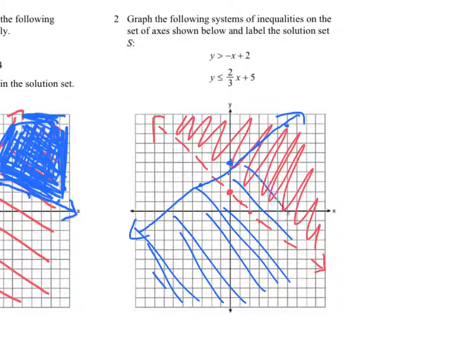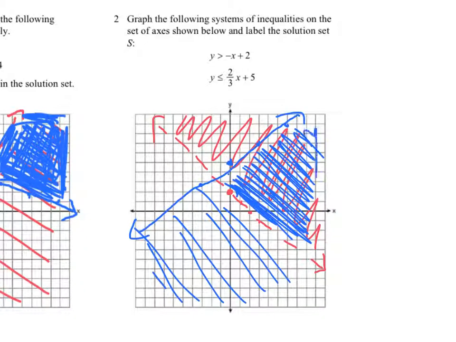So the area that is the double shaded area, I'm going to darken it. And you want to make it darker, especially if you're not using colored pencils, even if you are, because you're looking for that thicker shaded area, and that's going to be the solution to the system.